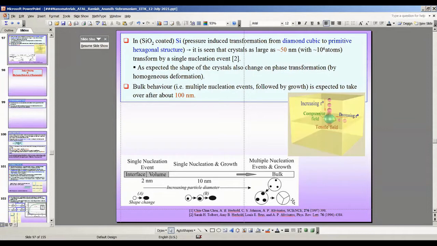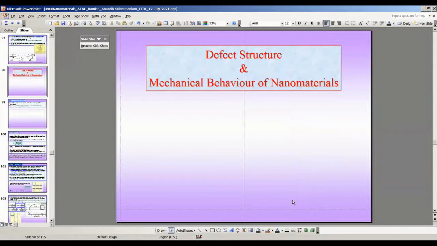Further, these nano precipitates have stress fields around them, and nucleation events can happen around these stress fields, and that itself can also change the critical nucleation size. So these are important changes which happen as you go from bulk to the nanoscale. Now let us take a few examples of the mechanical behavior and what happens to the defect structure in nanocrystals.